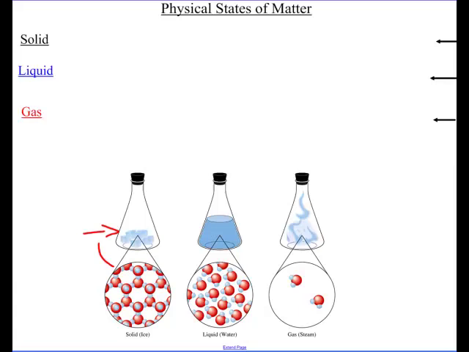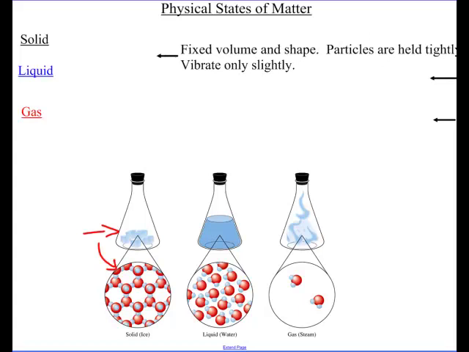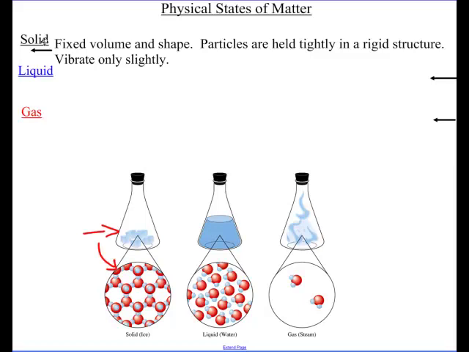If we could see down here on the molecular level, we would see that here are the water molecules, and they all seem to be attached, kind of in like a hexagon like that picture you just saw. So it looks like they're locked in there. And if we look at our definition of solid, solids have a fixed volume and shape, and their particles are held in a rigid structure. And so if you look at this example of water right here, you can see they're locked up in that structure right there. They're rigid.